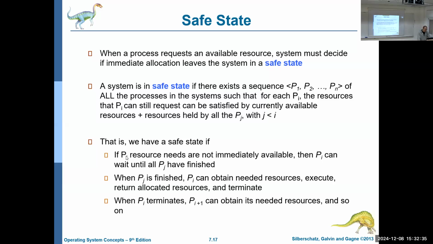That is, we have a safe state if Pi's resource needs are not immediately available, then Pi can wait until Pj has finished. When Pj is finished, then Pi can obtain the needed resources, execute, return the allocated resources and terminate, which means he's finished now. And then when Pi terminates, Pi plus 1 can also obtain his resources. You're just explaining what I said. That is a path.